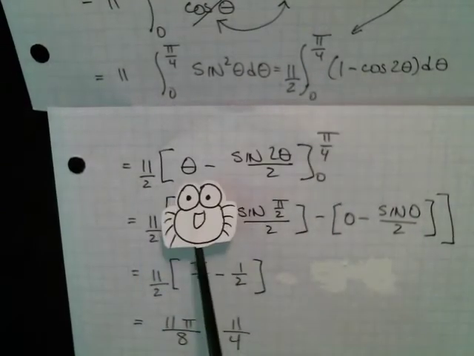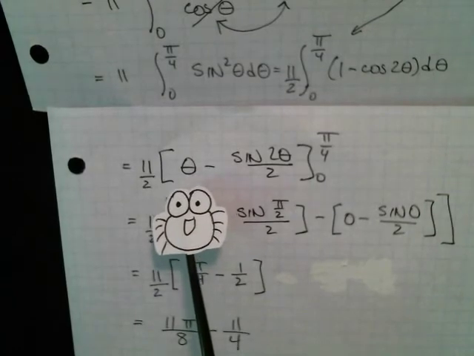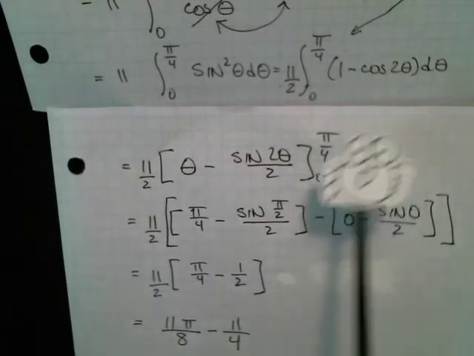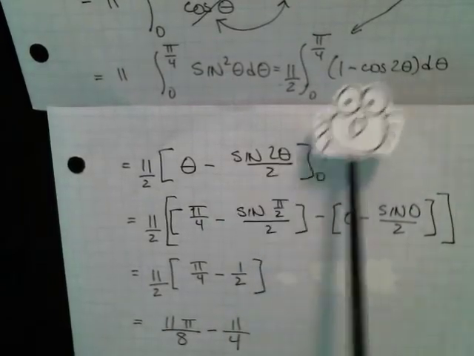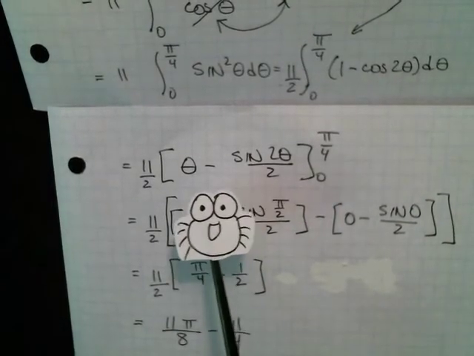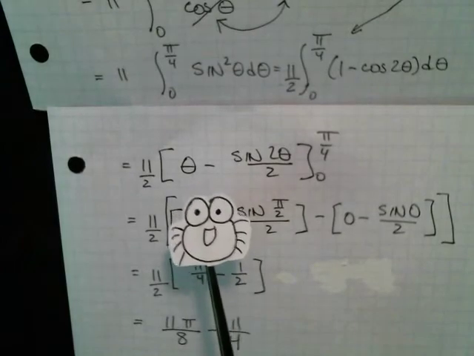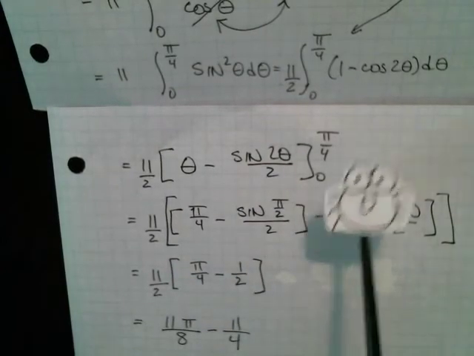1, which when integrated, you take the antiderivative, it's theta. Cosine of 2 theta integrates to sine of 2 theta over 2. The minus stays in place because you're taking the antiderivative, not the derivative. And I'm going to evaluate this between 0 and pi over 4.